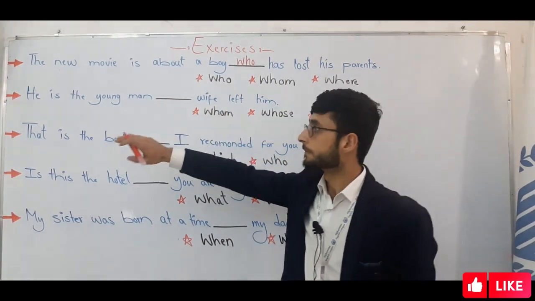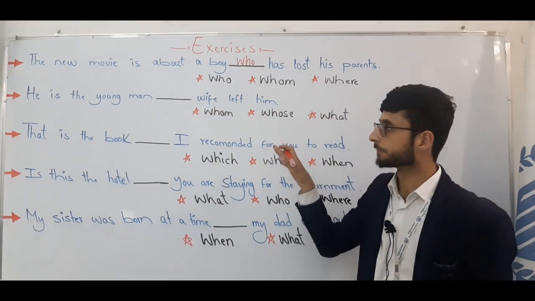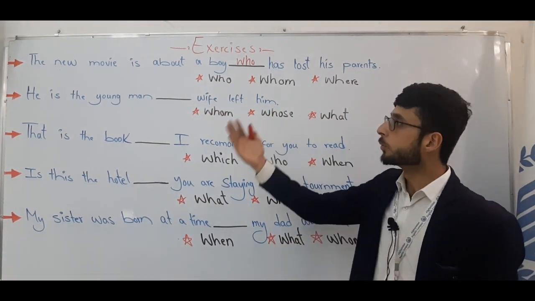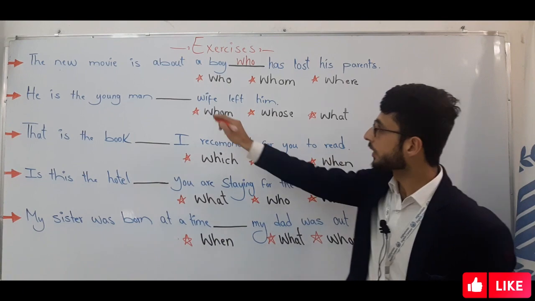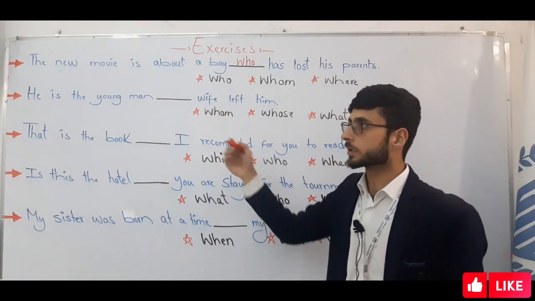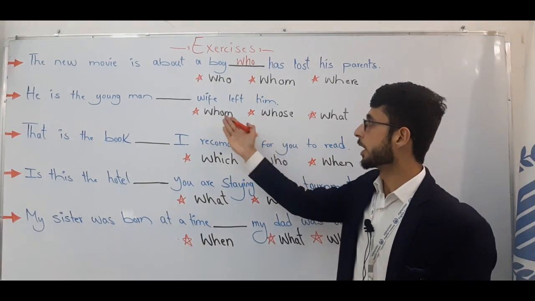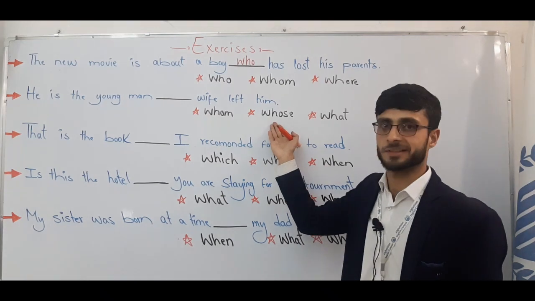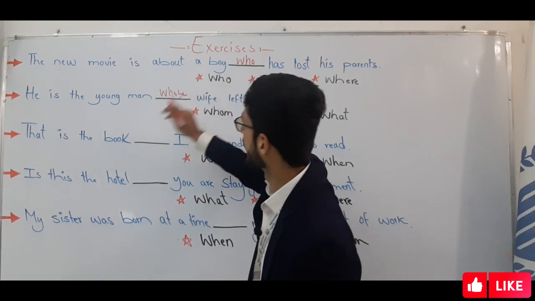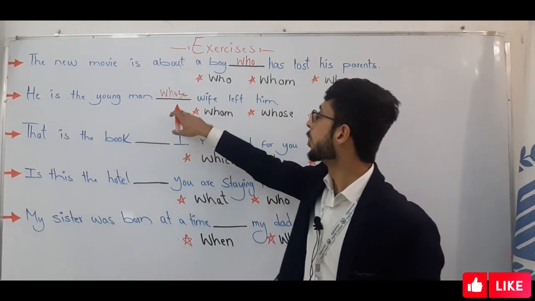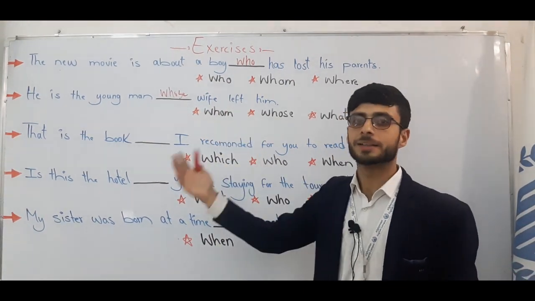The second sentence. He is the young man wife left him. In here again we want to use one of the relative pronouns whom, whose, and what. Because in here we have a noun, we want to talk about the possession of something. ملکیت یک چیز نشان میدیم. We should use one of the whom, no, whose, yes, whose can be correct in here. Why? Because we can say he is the young man whose wife left him. میگه مرد جوانی است کسی که خانمش او را ترک کرده.